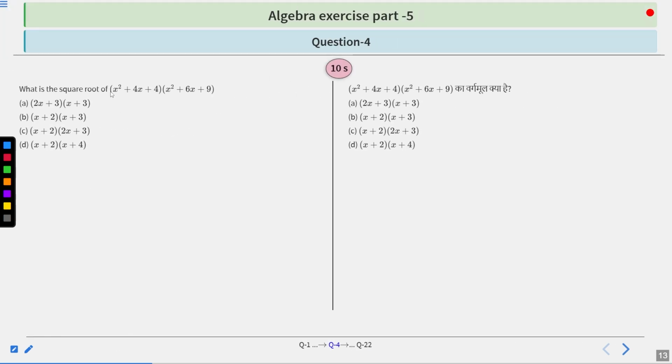What is the square root of x square plus 4x plus 4 into x square plus 6x plus 9? And the options are option A, 2x plus 3 into x plus 3, option B, x plus 2 into x plus 3, option C, x plus 2 into 2x plus 3, and option D, x plus 2 into x plus 4. These are the options.